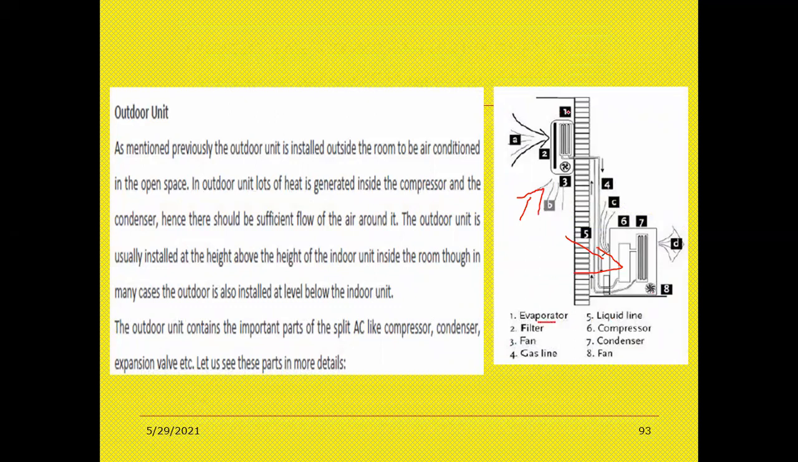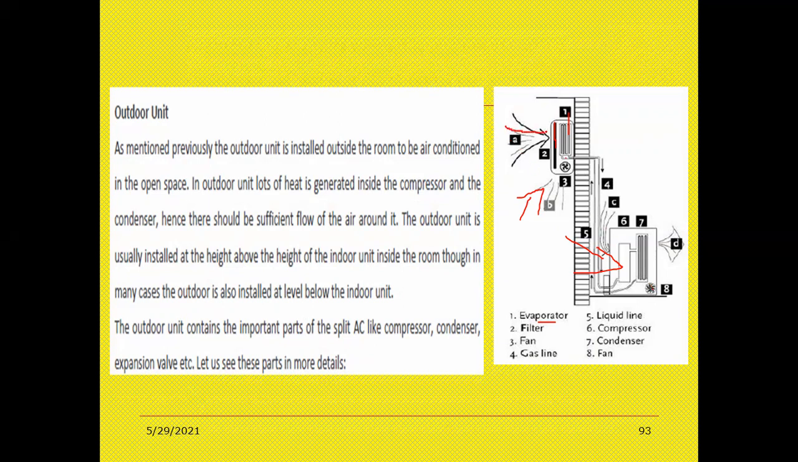One, the evaporator is placed here. Two, filter. Three, fan, which is placed here. Next, the fourth one is the gas line. From here to the connection, you have a gas line and a liquid line, where the liquid is passing. Then the compressor, which is placed in the outdoor unit, and the condenser, also placed in the outdoor unit. Along with the compressor and condenser, you have a fan in the outdoor unit, which is placed at the bottom of the compartment.